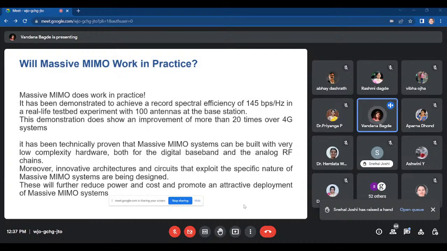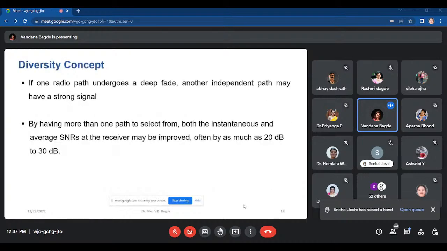The diversity, because it is the basic concept which is applicable for deploying a number of transmission as well as reception paths. So as I earlier told, now diversity.